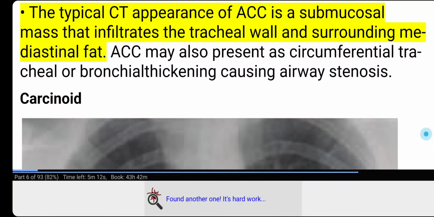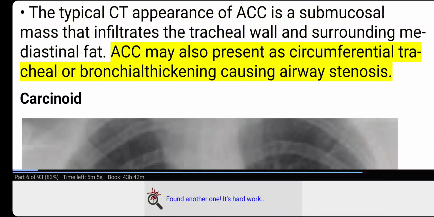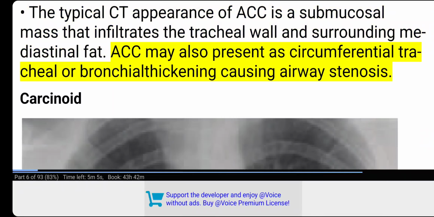The typical CT appearance of ACC is a submucosal mass that infiltrates the tracheal wall and surrounding mediastinal fat. ACC may also present as circumferential tracheal or bronchial thickening causing airway stenosis.